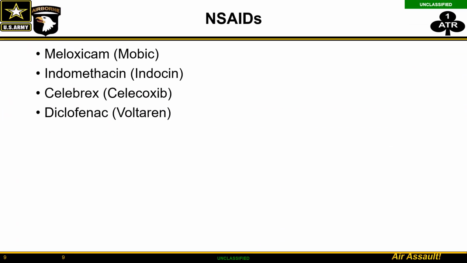Other NSAIDs, the important reason for you to be familiar with these medications is that if someone's on this prescribed daily, we can't give them any of those medications that I just talked about except for the Tylenol. And so meloxicam, also known as Mobic, indomethacin, also known as Indocin, that one's typically used for gout if someone has a history of gout, and then Celebrex or Celecoxib, and then diclofenac or Voltaren. But a lot of times the diclofenac or the Voltaren is prescribed as a topical gel.